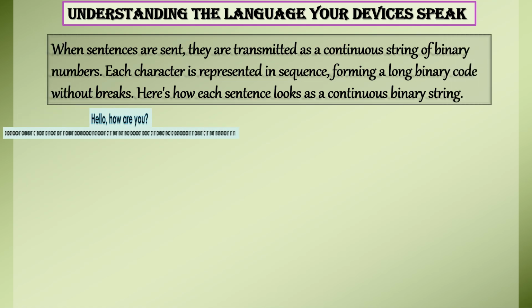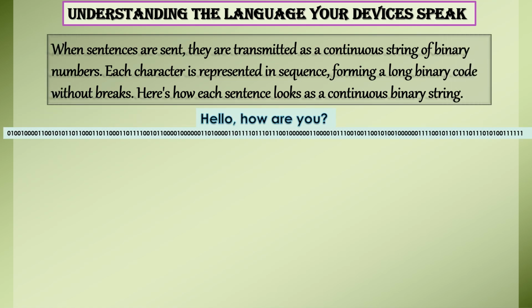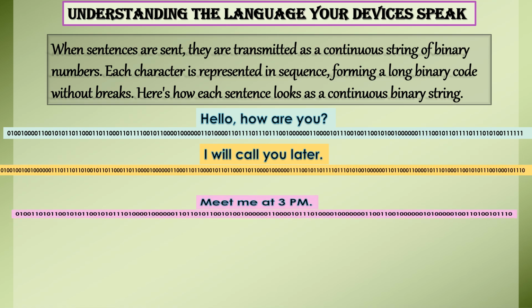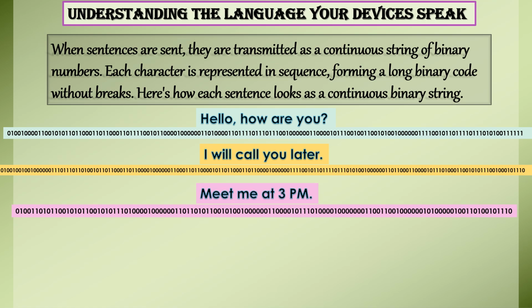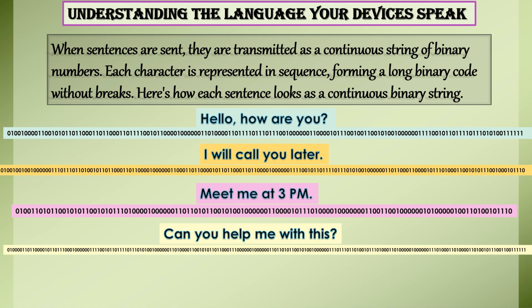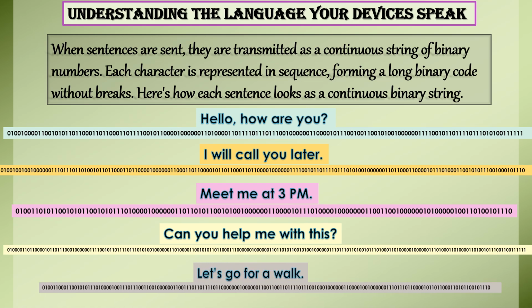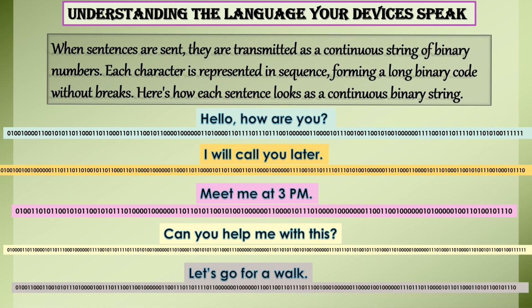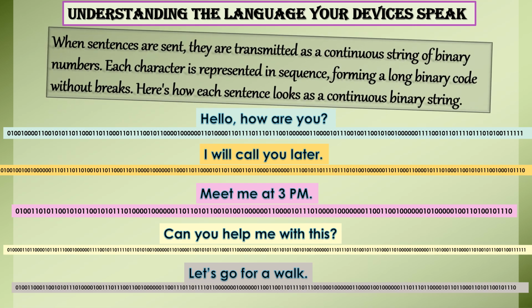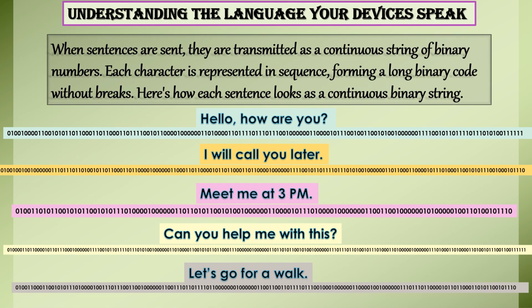In the following 5 examples, we will demonstrate how any typed message is transformed into a long sequence of ones and zeros, which is the true language of the computer and is called the binary code. This is the fundamental process by which digital devices convert human text into machine language for transmission.